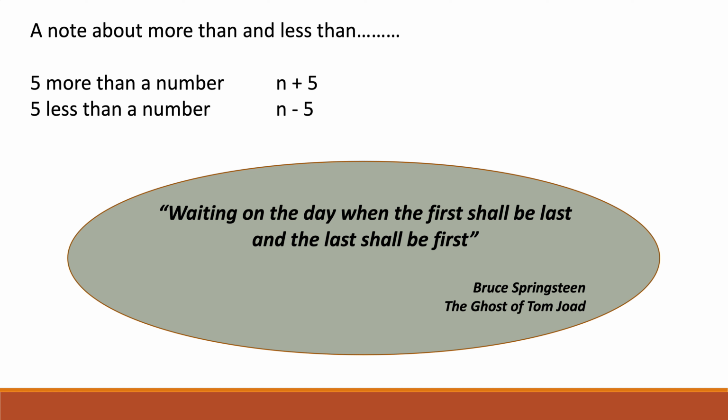5 less than a number, again, first shall be last. So the 5 has to go last. The last number has to go first, n minus 5. So whenever I see more than, less than, fewer than, anything with the than in there, that always becomes first shall be last, last shall be first.